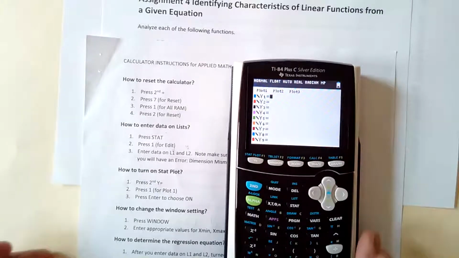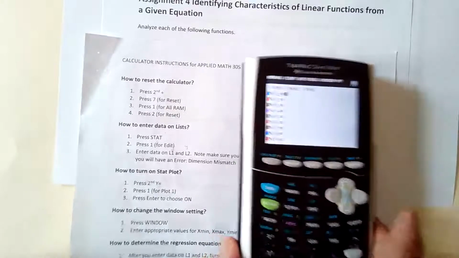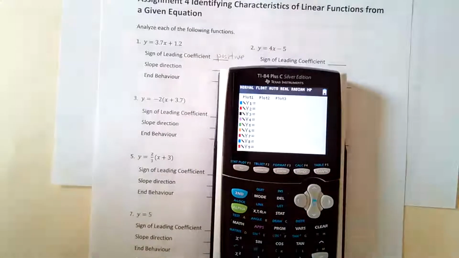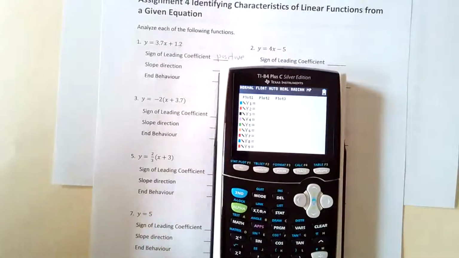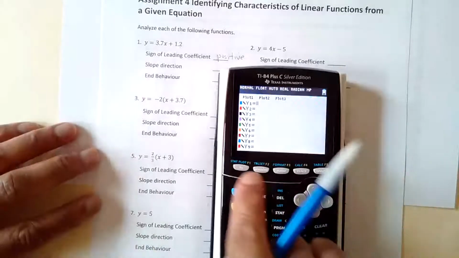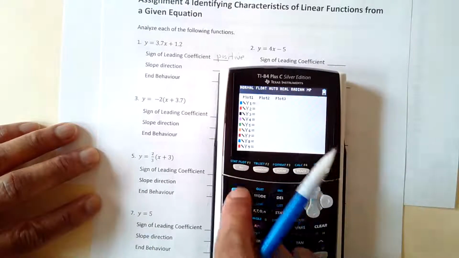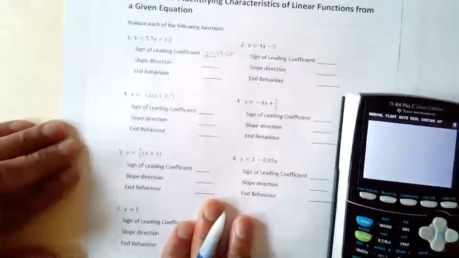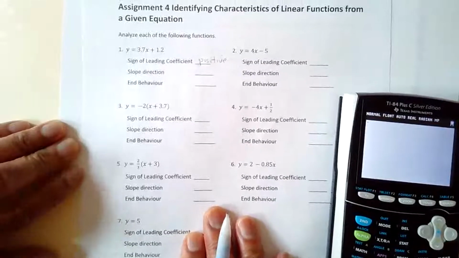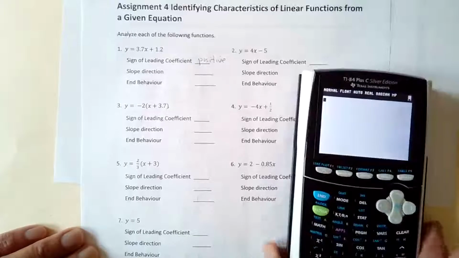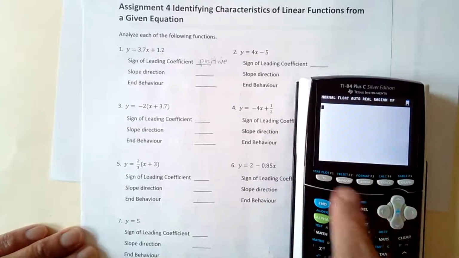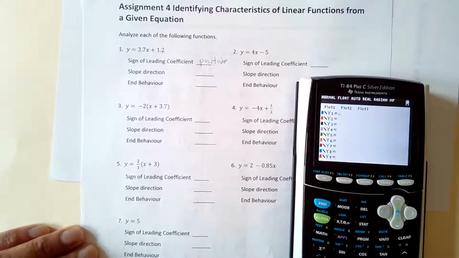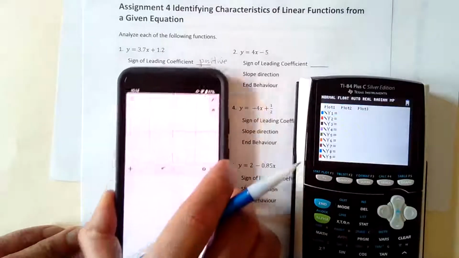So anytime you're entering any y equation, we press the Y equal button. Just to remind you if you've forgotten, whenever you're entering any equation into your graphing calculator, you press your Y equal button. With Desmos, it's a bit more straightforward.